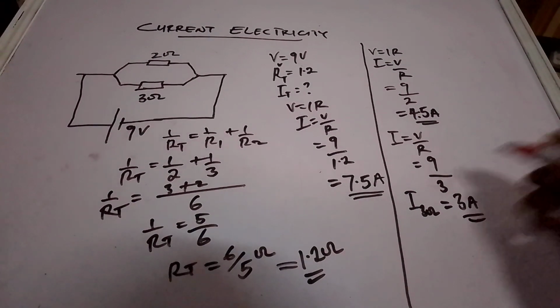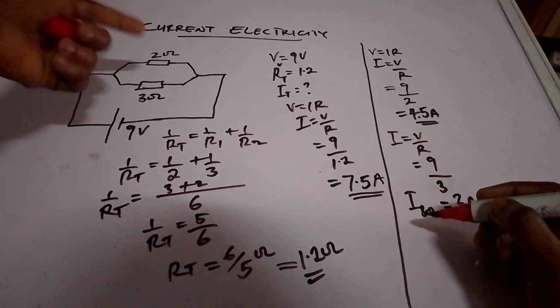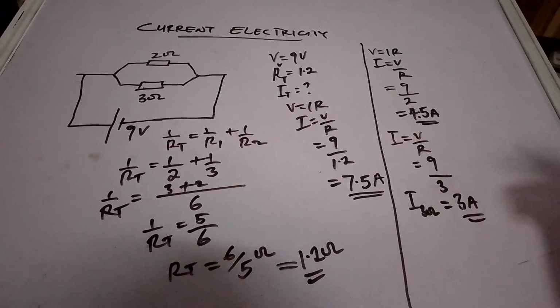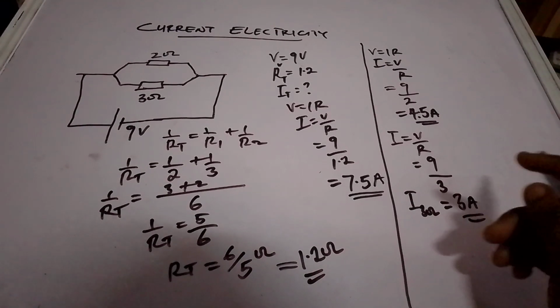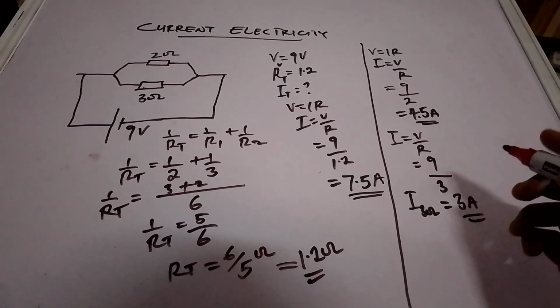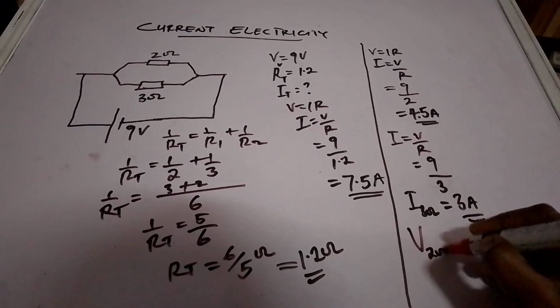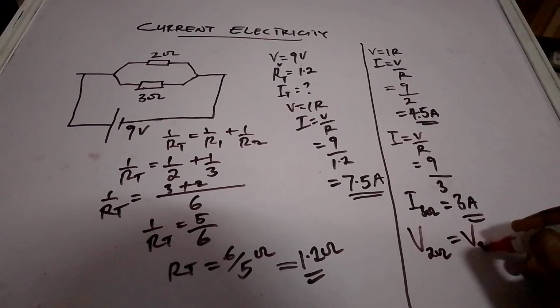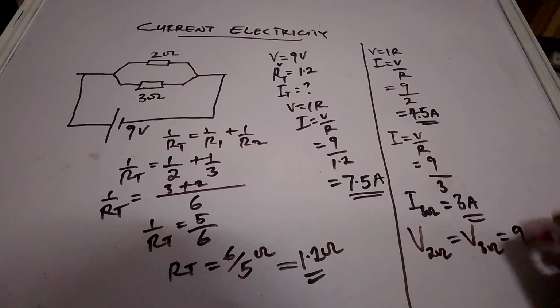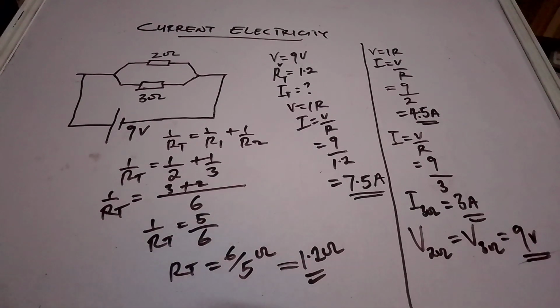So let's look at the next one, which is the voltage across 2 ohms and 3 ohms. We don't need to do any calculation, just apply the principle or the concept. Because they are in parallel, the voltage across them is equal. So voltage across 2 ohms equals the voltage across 3 ohms, and that voltage is 9 volts. So make sure you go through the video again as we move to the next example now.